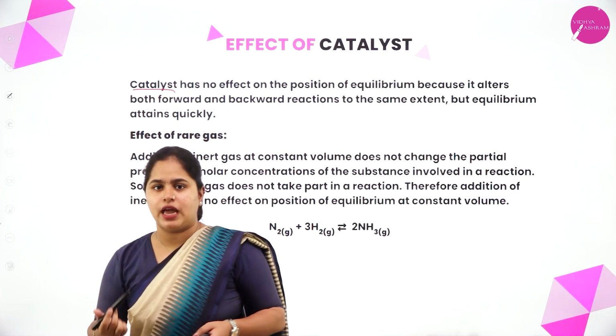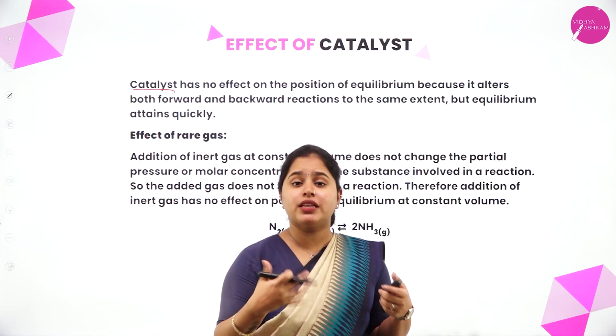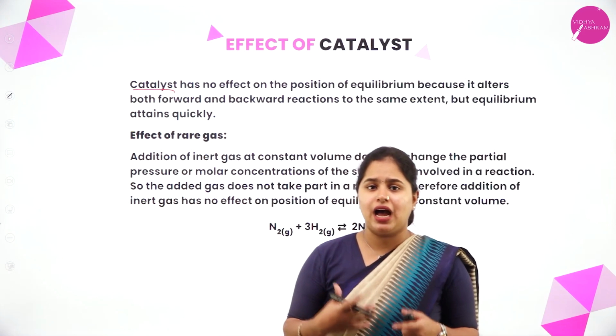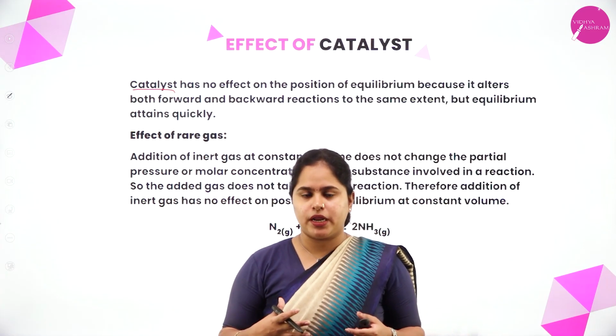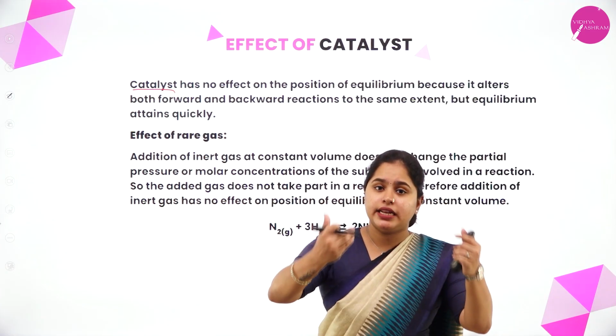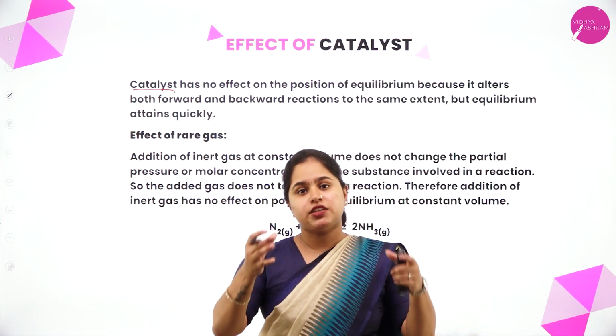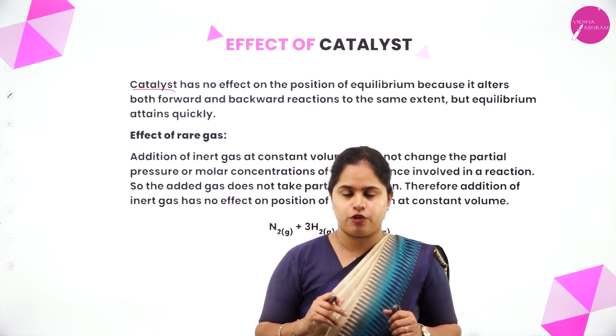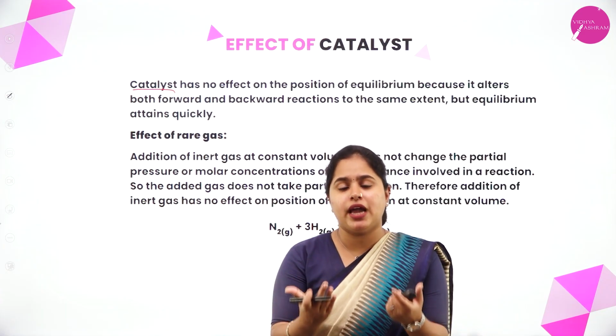So, what is the use of a catalyst? It is used to increase the rate of the reaction, right? So it doesn't actually have any effect on the equilibrium. It just helps in attaining the equilibrium quickly, but it will be attained at the same point itself. There will be no shift in the position of the equilibrium, only that it will be attained quickly.